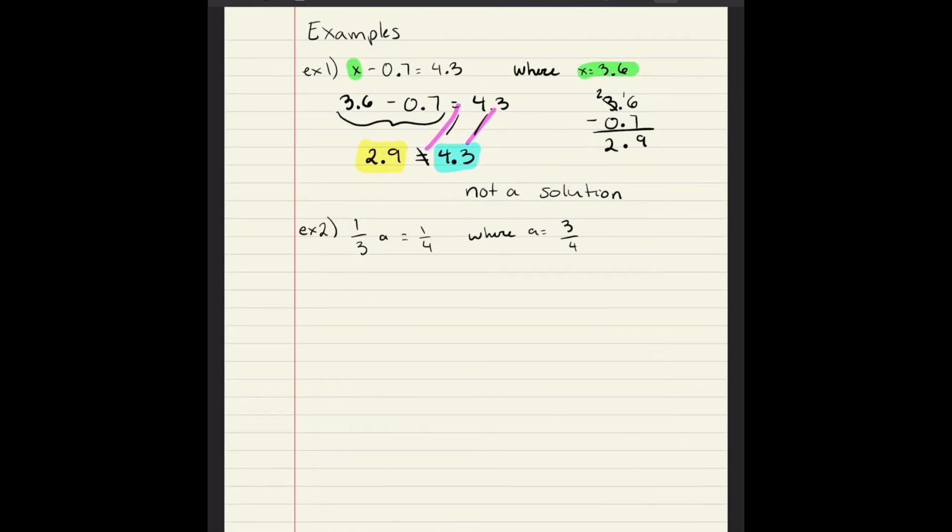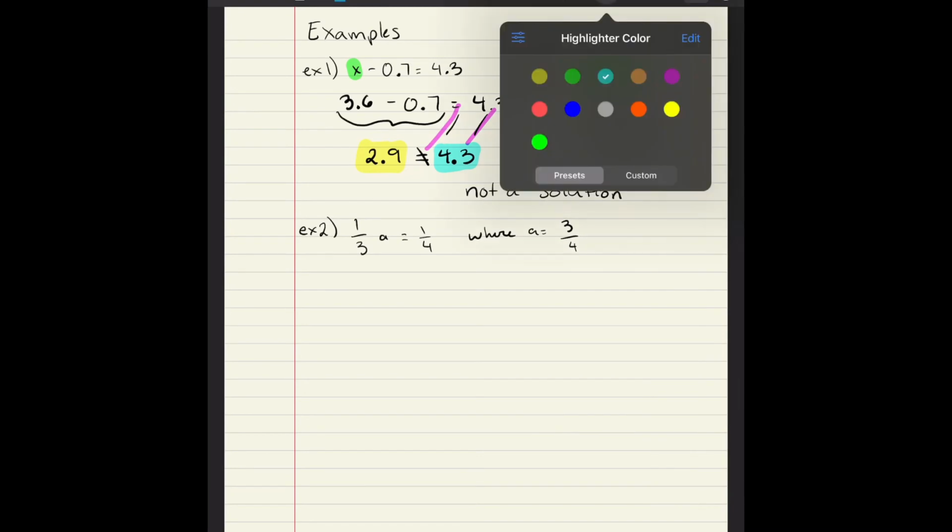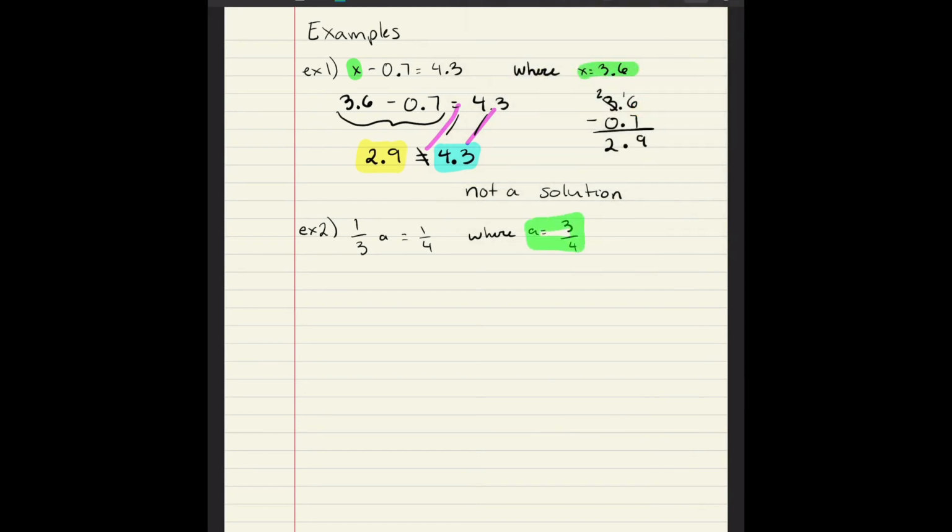All right, example 2. So we are given 1/3 A equals 1/4, where A equals 3/4. So we need to plug in our given, which is A equals 3/4. So it gets plugged into A. And what operation is secretly happening between 1/3 and A? The invisible multiplication. So remember, you are multiplying now 1/3 times A, so we need to plug that in. So it's 1/3 times 3/4. Bring down equals 1/4.